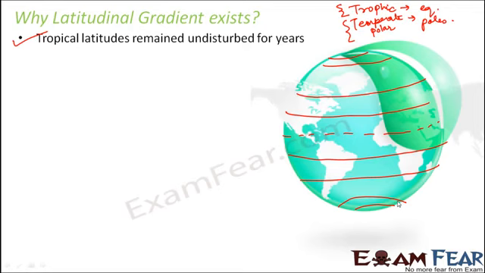So the same thing happens here. Since the tropical areas do not get disturbed, they have higher variety or higher collection of living organisms. Whereas the polar regions are subjected to frequent glaciations which destroy their collection of species, and therefore they have lesser variety of living organisms.